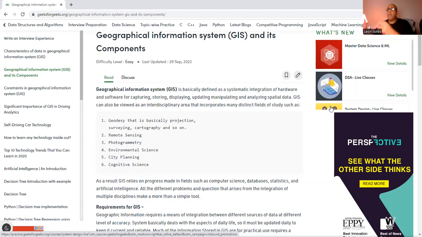And again, GIS is used for mapping, and you can use it for creating maps from other maps. You're getting data, you're storing data. It's a system. It's an information system.